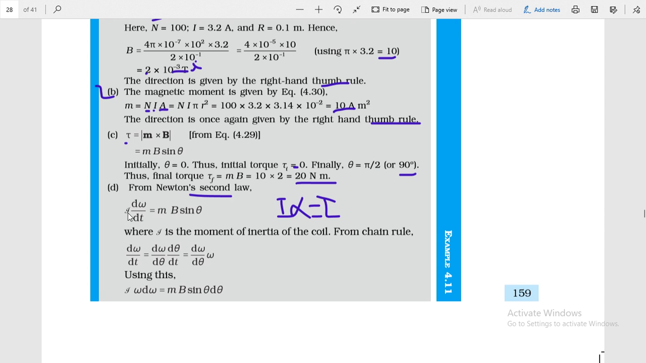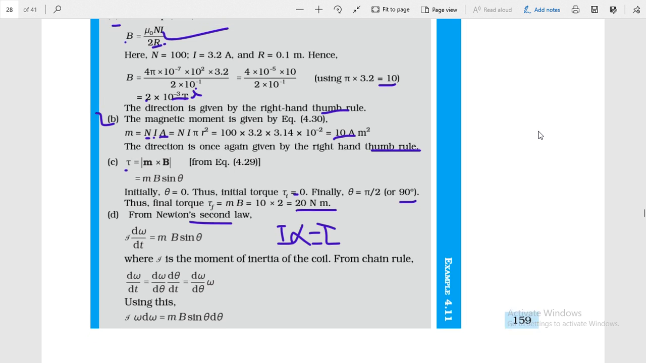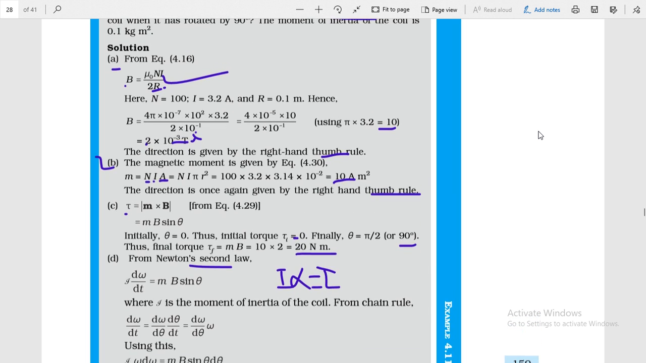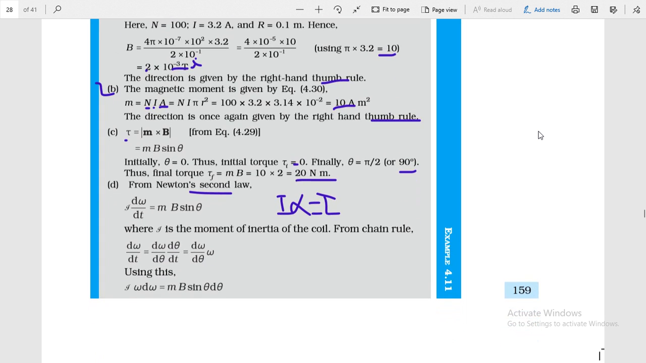So this one is I d omega by dt is equal to mb sin theta, where I is the moment of inertia of the coil. It is given in this question, the value of moment of inertia is given as 0.1 kg meter square. So the value of this I is given here. Now this d omega by dt can be given by mb sin theta upon I.